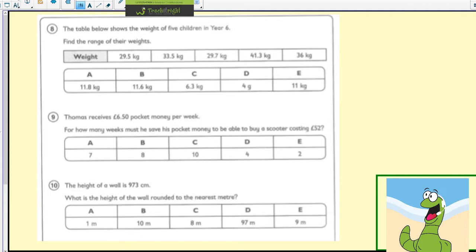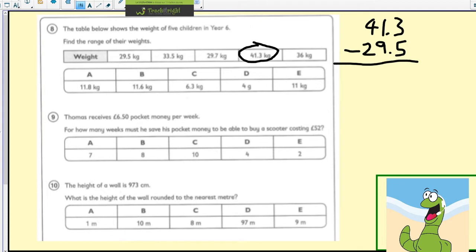Number 8, let's have a little look. So the weight of 5 children is listed below. Find the range. Well, range is the biggest measurement, take away the smallest measurement. So the biggest is here, 41.3 kilograms. And then the smallest is 29.5. Yes, it is 29.5. So all we have to do is take them away from one another.